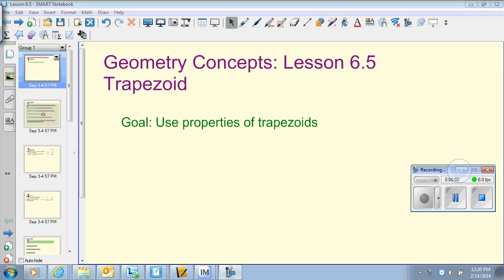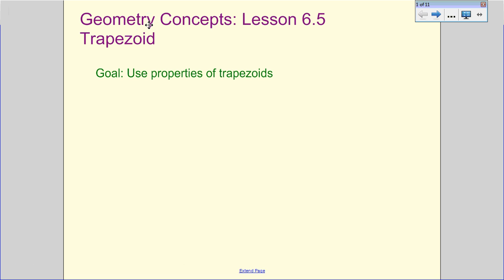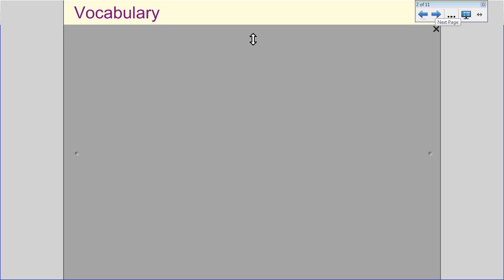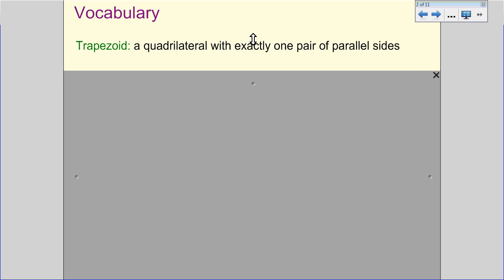All right, ladies and gentlemen, let's take a look at today's lesson. There aren't many examples. We're going to take a look at trapezoids, which I think most of you recognize. And so we're going to take a look at their properties. There is a lot of vocabulary, so you're probably going to need to pause here.